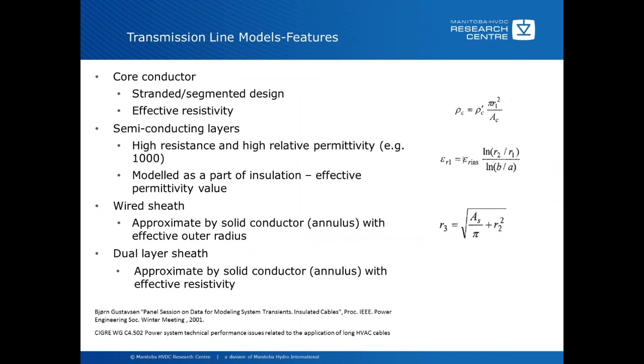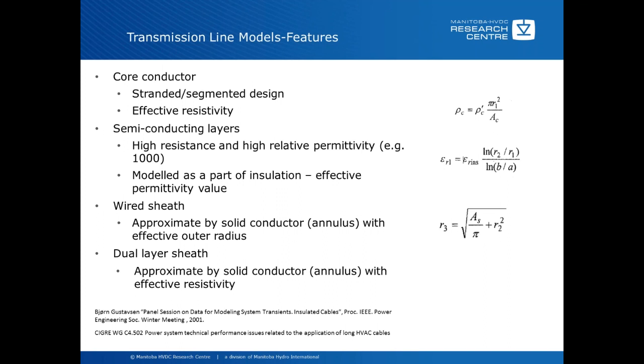So this is a brief summary of the conversion methods. The core conductor is of stranded nature, and we have to find out the effective resistivity if you know the nominal cross section and the material of the conductor. So this is the value you have to enter in PSCAD. Then there can be semiconducting layers between the main insulation. Semiconductor layers are characterized by high resistance and high relative permittivity. Typically, semiconductor layers are modeled as a part of insulation in EMTP models.